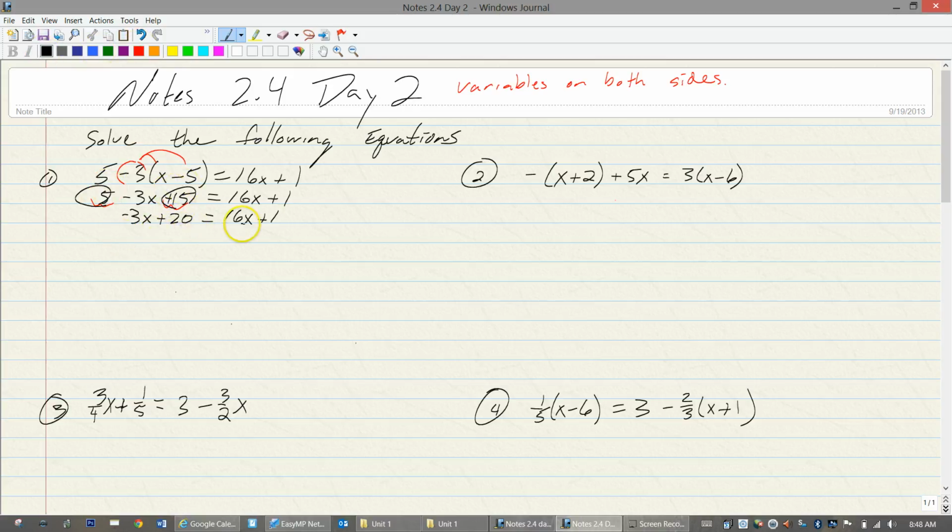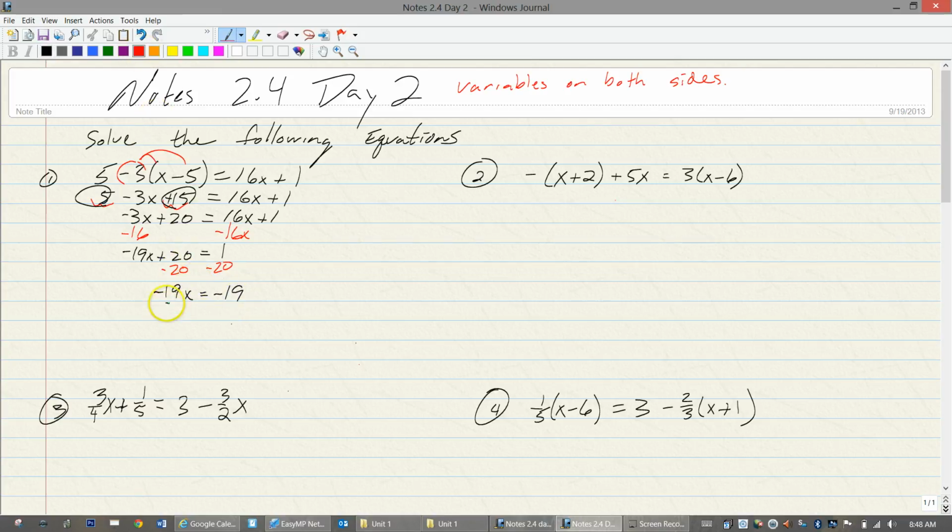So you guys said move to the left. So it's -19x plus 20 equals 1, right? And then numbers to the right. Okay, and then what? Divide by -19.